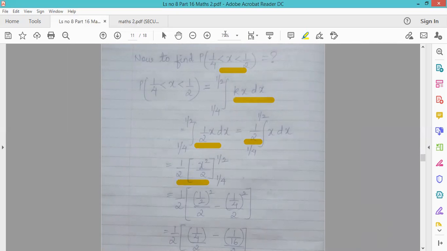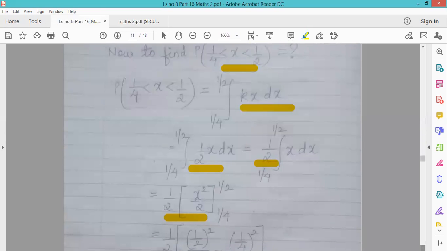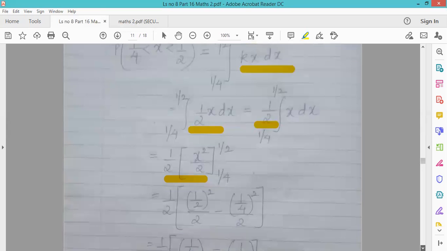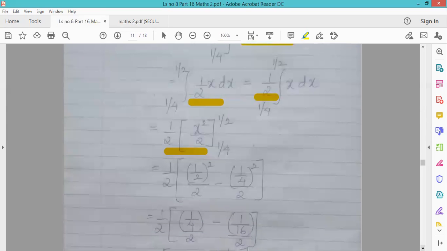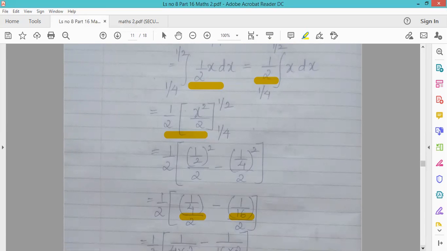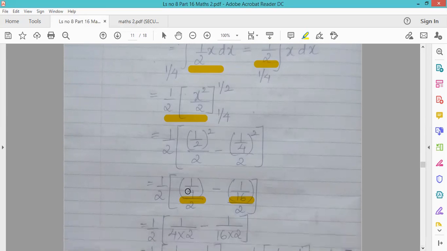Now pay attention class carefully to what has happened in the next step. So I'll zoom this a little bit so that you can understand. Now first we'll put the upper limit, which is half. So half the whole square upon 2 minus 1 upon 4 the whole square upon 2. So 1 upon 2 the whole square gives you 1 upon 4. And 1 upon 4 the whole square gives you 1 upon 16. Now class, when you have two denominators together, you can combine and multiply them. So this will become 1 upon 4 into 2 and this will become 1 upon 16 into 2.